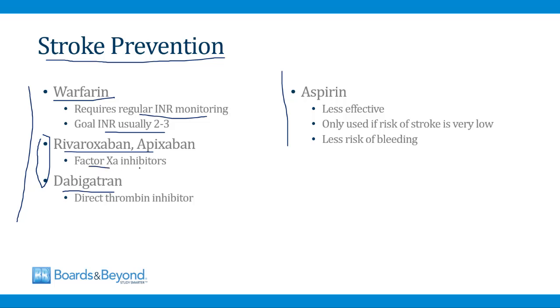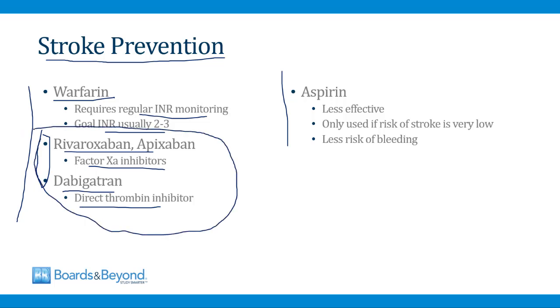Rivaroxaban and apixaban are factor Xa inhibitors, and dabigatran is a direct thrombin inhibitor. All of these drugs are oral. You take them either once or twice per day, and the dosing is standard and doesn't have to be checked or titrated based on the INR. So in the modern era, we rarely use warfarin. We usually use one of these drugs as anticoagulants.